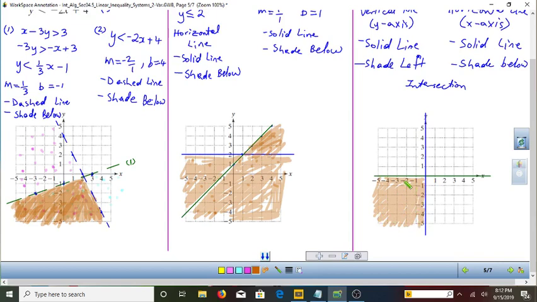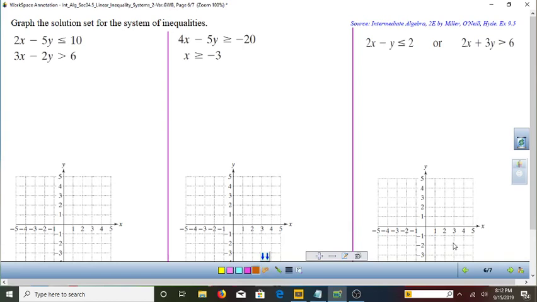As you can see, this experience is relatively easy, but it does take some practice. Let's do a few more of those types. Again, these are systems where they don't tell us whether it's an AND or an OR, and if they do not tell us, we have to assume it's an AND, so we're looking for an intersection.